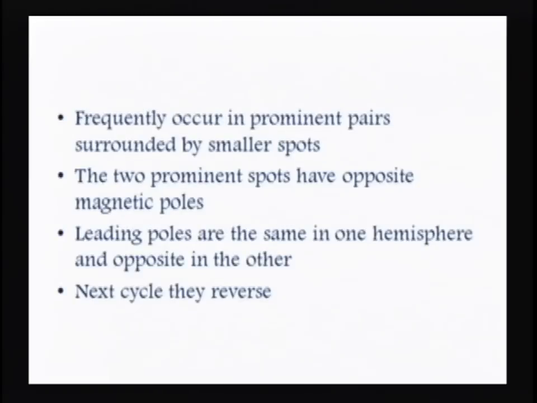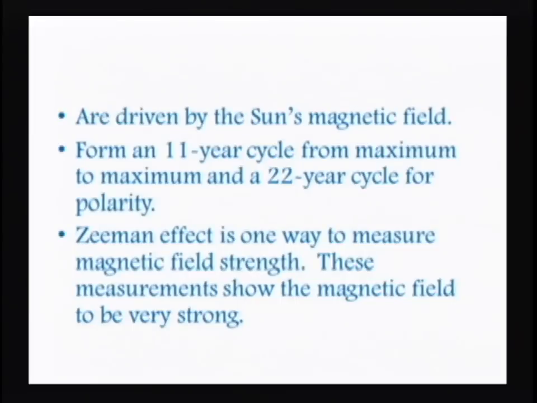Like I said, they frequently occur in really prominent pairs surrounded by smaller spots. The two prominent spots have opposite magnetic poles, either a North Pole or a South Pole. And then the leading poles are the same in one hemisphere and opposite in the other. So we definitely know there's something called a sunspot cycle. And we know that the next time they come around in that cycle, they tend to reverse. We also know they're driven by the sun's magnetic field.